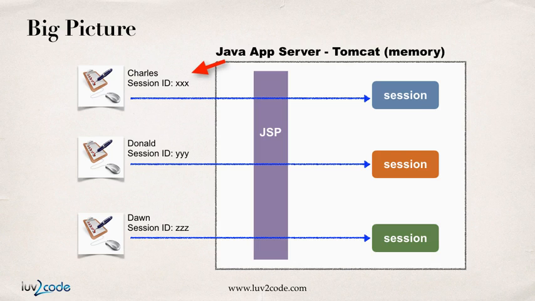But the key thing is that you, the developer, don't have to worry about the session ID generation. You also don't have to worry about passing a session ID back and forth. The Tomcat server and the browser will handle that for you automatically. So in this slide here, we have 3 users, Charles, Donald, and Don, and they each have their own session object in the Tomcat server memory.